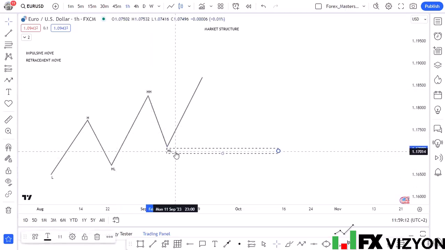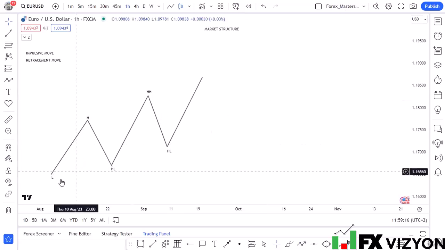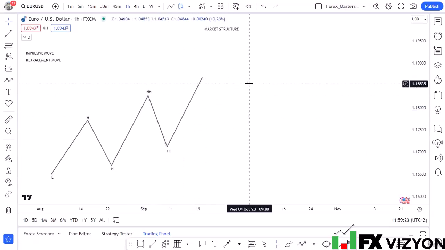lows that are also higher than the previous lows. This is what makes up a market structure. So we have a low, a high, a higher low, a higher high, a higher low, and a higher high. It is an uptrend market structure. If we are looking for buying opportunities, remember I said the market is made up of two moves.